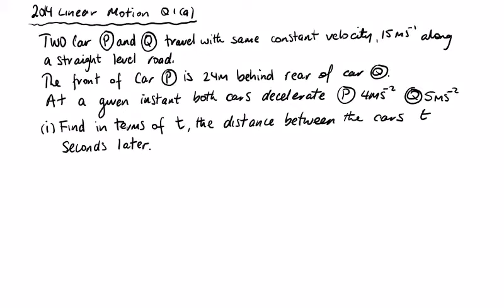2014 linear motion question 1A. Two cars P and Q travel with the same constant velocity, 15 meters per second, along a straight level road. The front of car P is 24 meters behind the rear of car Q. At a given instant, both cars decelerate with different decelerations: P 4 meters per second squared and Q 5 meters per second squared.